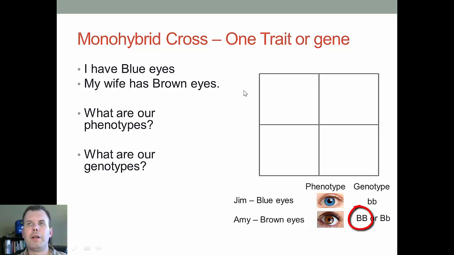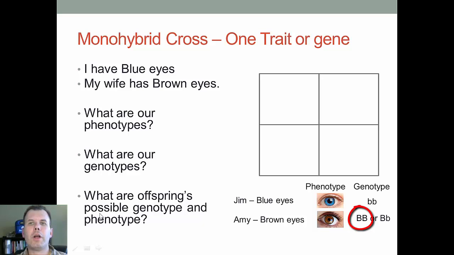And so let's set up our cross. We want to figure out our offspring's genotype and their phenotype. I typically put the male on the side and the female on top. It doesn't matter if the male goes on top or the female goes on top, but when you do these problems, be consistent. It just helps knowing which parent is which. So I always put the male on the side and the female on top, and here's Amy's genotype.